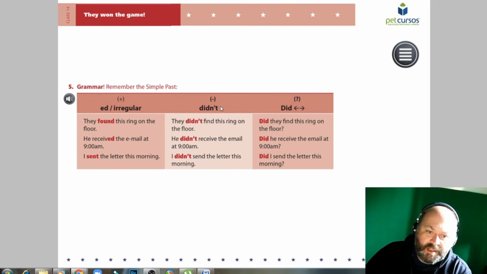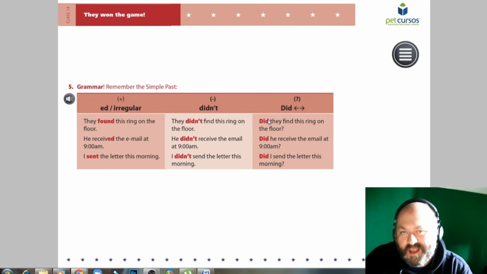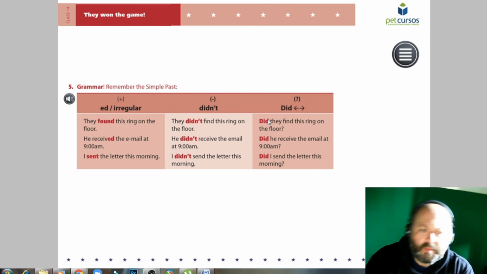Negative, we use the negative auxiliary didn't. E daí veja que os verbos não ficam no passado, olha lá. Ok? Interrogative, we use did for the question forms. Yes? Interrogative forms. Did. Só jogar na frente, como tudo em inglês. Everything in English, you put the auxiliary in the front and you have a question. Let's listen.